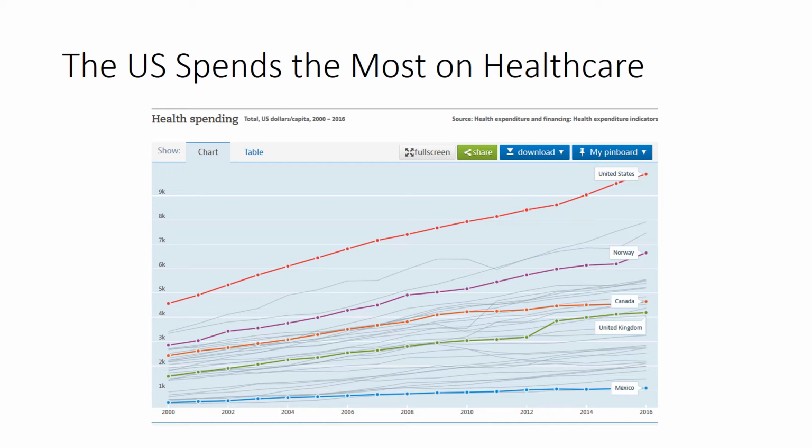So this charts the OECD countries, so essentially the high-income countries in the world, and how much they're spending on healthcare per capita. So essentially how much they're spending per person on healthcare from 2000 to 2016. In 2016, we were spending something like $9,500, $10,000 a person on healthcare.